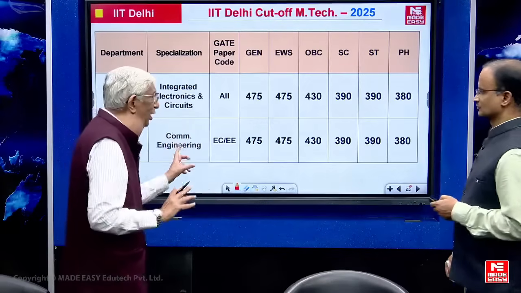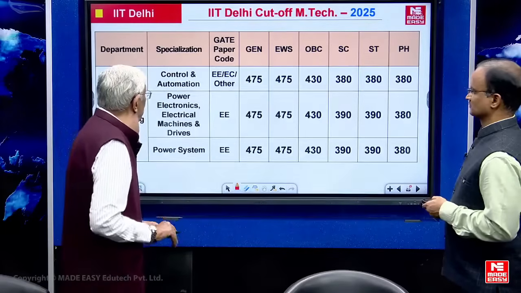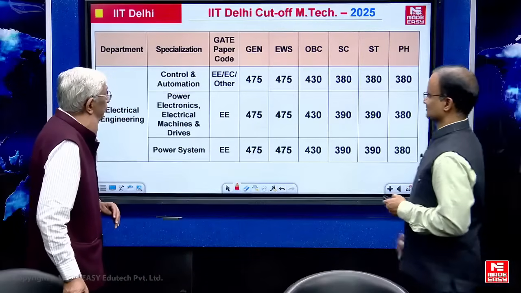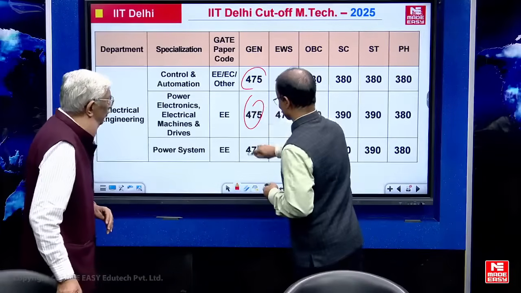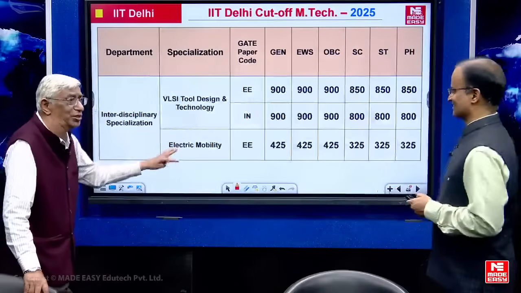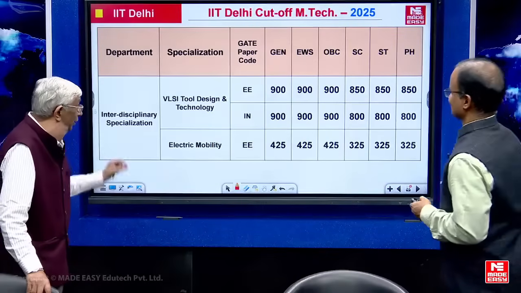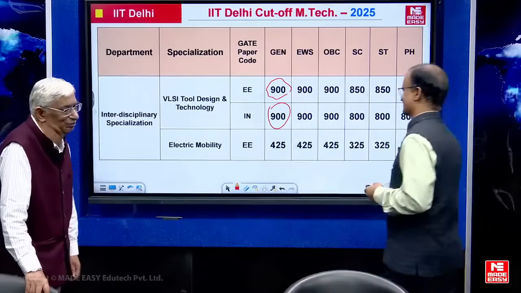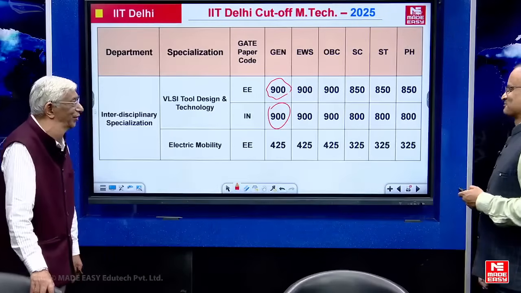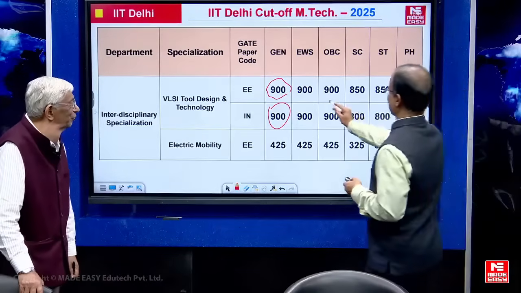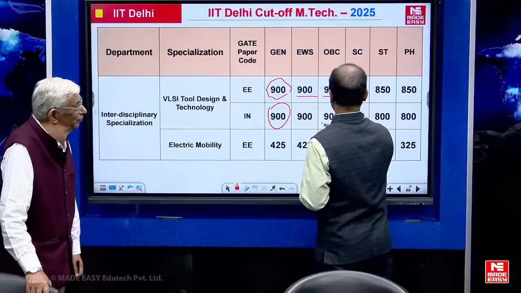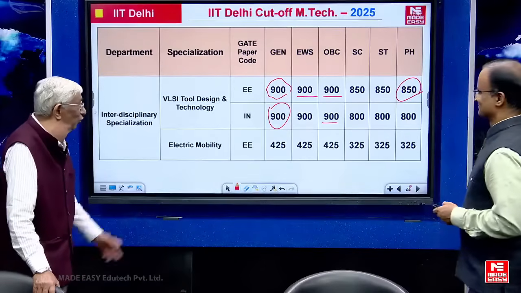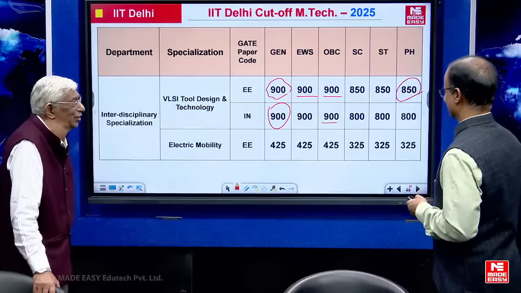Again, available on the IIT Delhi website. These are all IIT Delhi. I think there are 2 slides for IIT Delhi. Generally the same, approximately 470. This is likely to be in consideration, not a final admit. But look here, there is a jump. From 470 straight away to 900. That means demand is very, very high. Here in EWS also 900, OBC also 900. Even for PH it is 850. For instrumentation, it is 800. For E, it is 850.